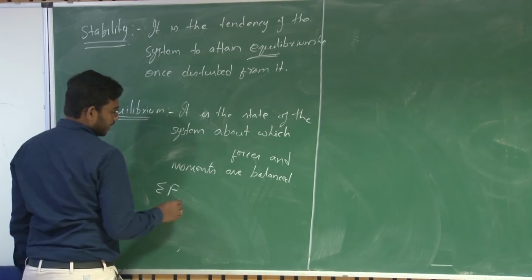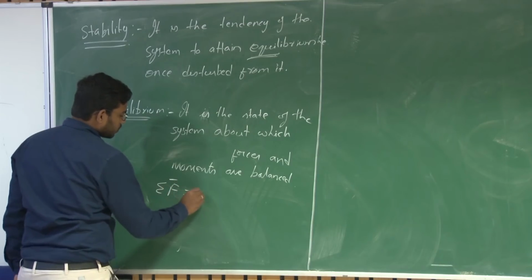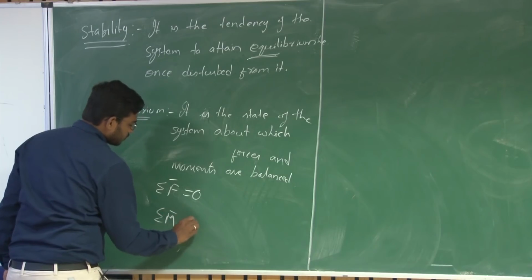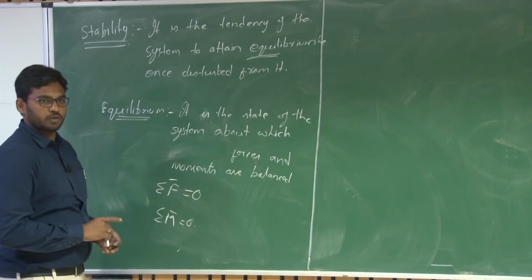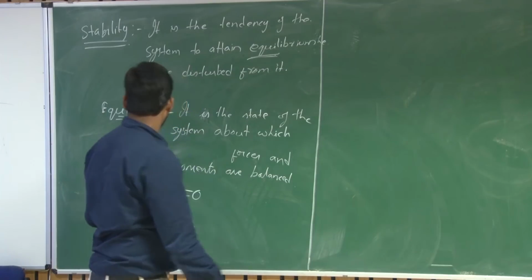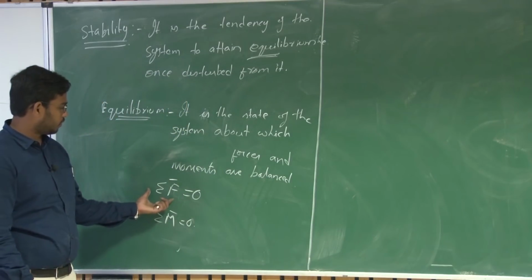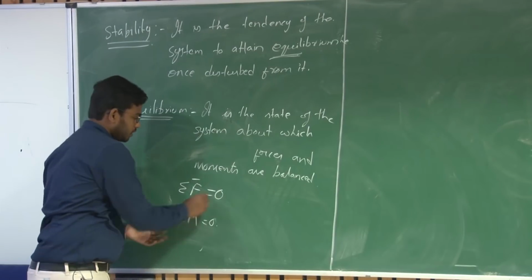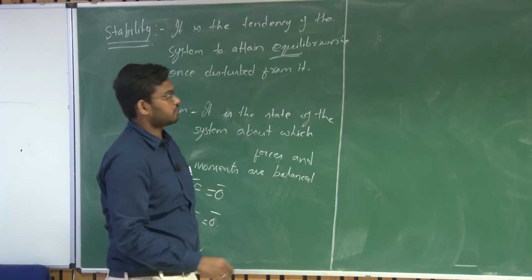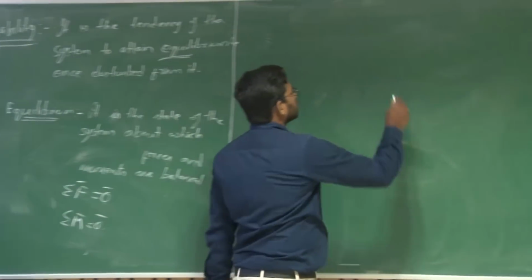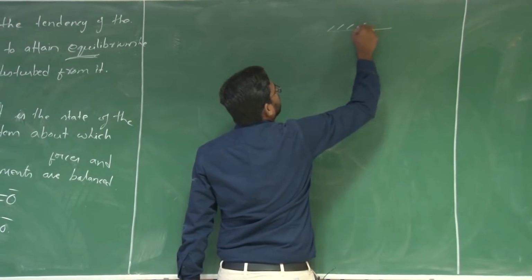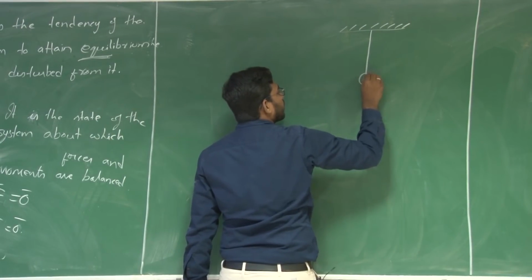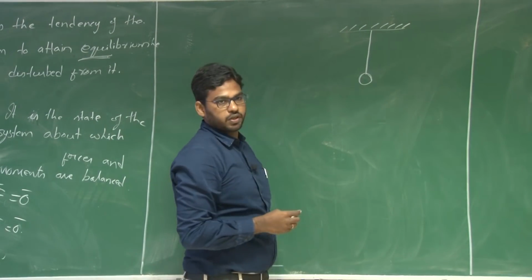Forces and moments are balanced. That means sigma f bar equals 0, sigma m bar equals 0, right? So about equilibrium of a system, the resultant forces and moments are 0. There are no resultant forces and moments. There are many examples you might have studied in your earlier courses where you consider a simple pendulum. Right? What are the equilibrium points of it?